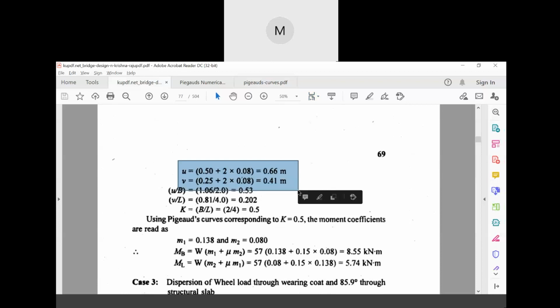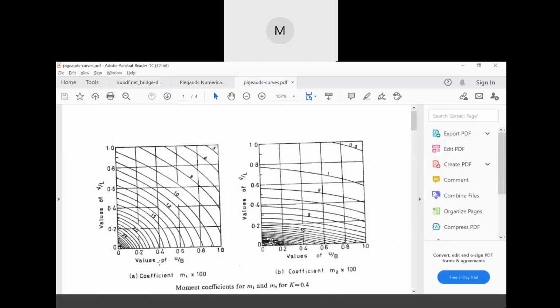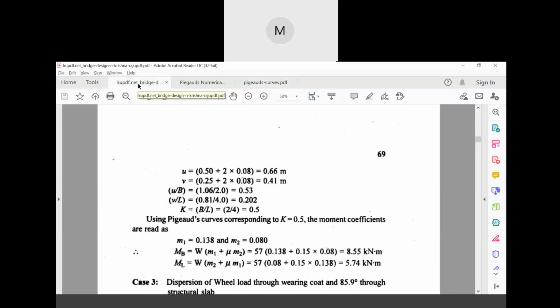This u and v came out to be 1.06 and 0.81. I hope this is clear. Now b you know is 2, l you know is 4. Now in u by b ratio, you just find out u by b and v by l ratio. Now if you see here, the u by b ratio is 0.53 and v by l ratio is 0.202.